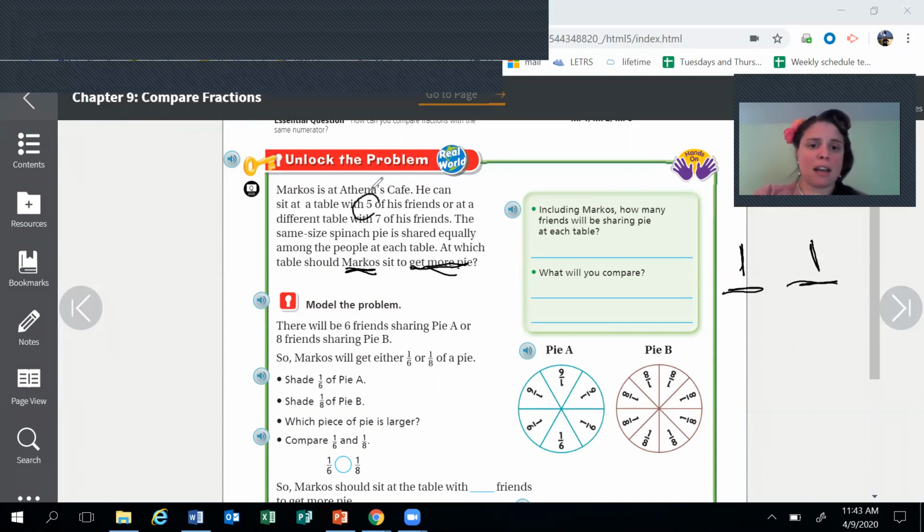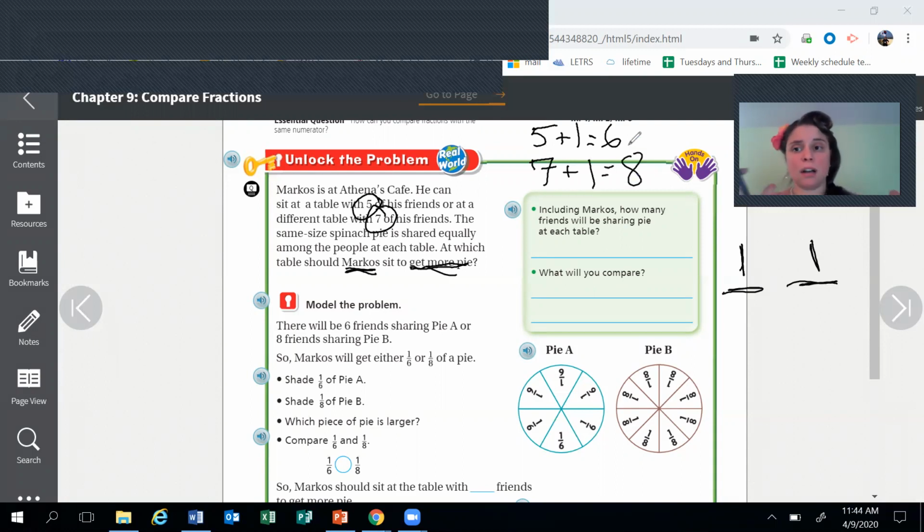So we have a 5 and we have a 7, but these are kind of deceiving. 5 of his friends are at the table. If he joins them, is there still 5 people? No, there's not. He joins, there are now 6 people. Same thing with 7. If 7 of his friends are at that table, if he joins them, is it still going to be 7? No, it's going to be 8.